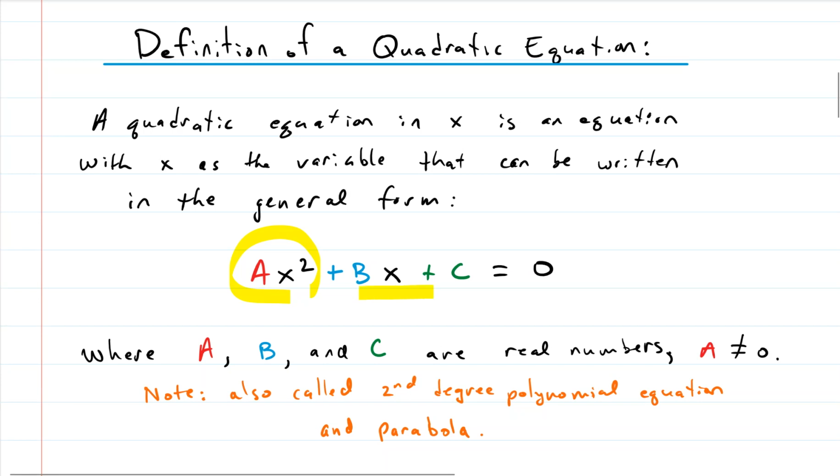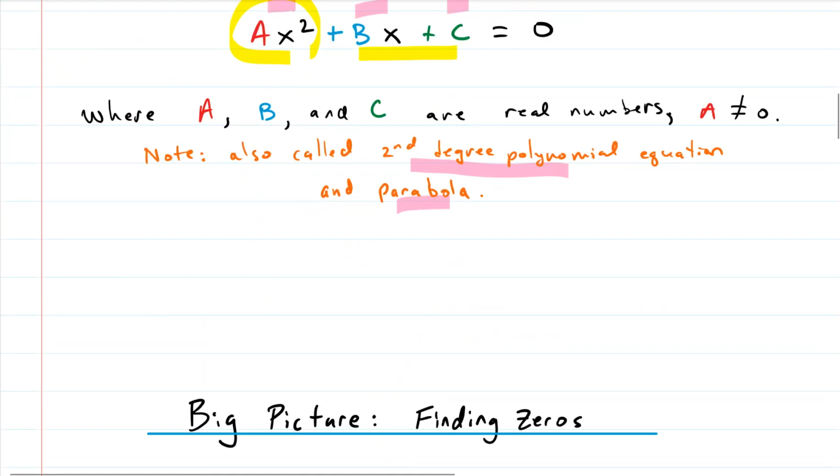You actually could drop off these last two terms, the linear and the constant term. You could drop off both of those and it still would be a quadratic equation, but oftentimes you see all three of the terms. So you have, again, the quadratic term, the linear term, and the constant term. And this is also called a second-degree polynomial or a parabola. Those are different names for a quadratic equation.